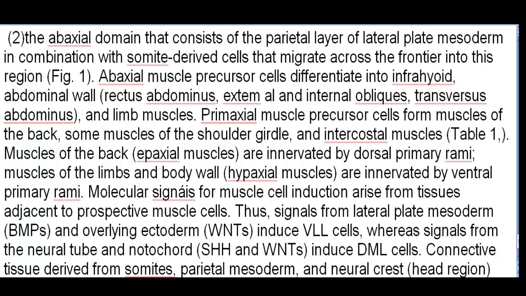Most smooth muscles and cardiac muscle fibers are derived from splanchnic mesoderm. Smooth muscles of the pupil, mammary gland, and sweat glands differentiate from ectoderm.